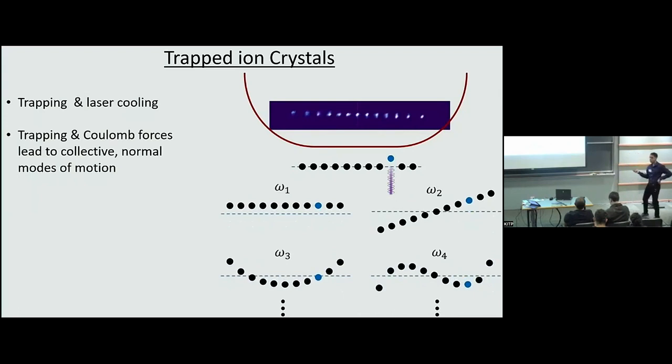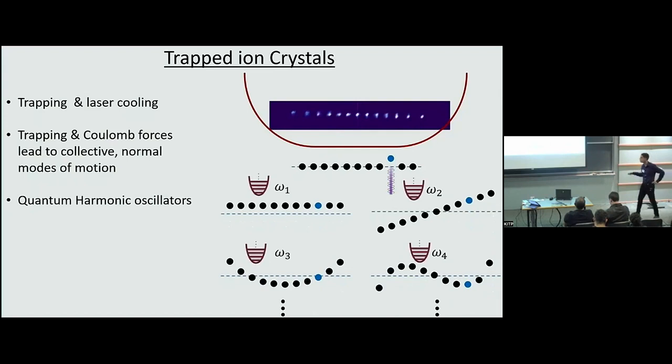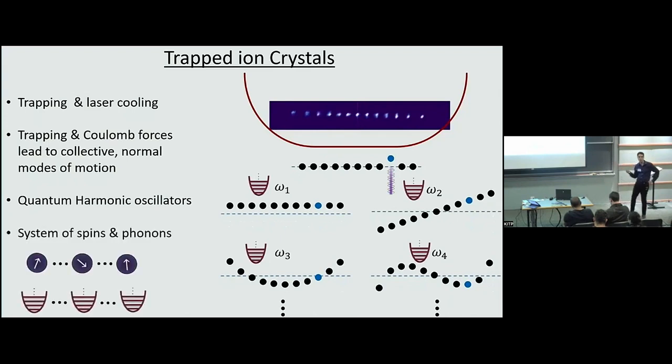Now, quite importantly, because the ions' motion is isolated from the environment, and this is quantum motion, we can consider each of these modes of motion as quantum harmonic oscillators, whose excitations are phonons, or just vibrations of the crystal. And therefore, whenever we look at this system, we always think of it as a chain of spins and also a chain of bosonic modes.